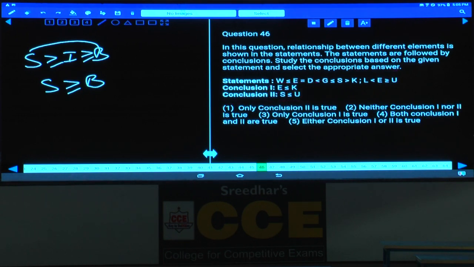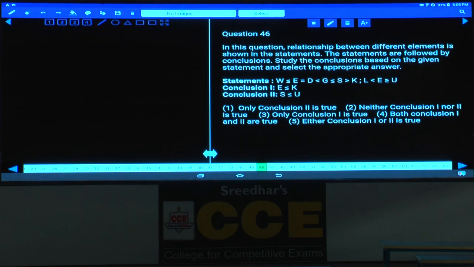Then coming to question number 46. Now first the relation between E and K. Between E and K, 1 lesser than, 1 greater than, 2 opposite symbols, no relation between these two. Then second one, S and U.